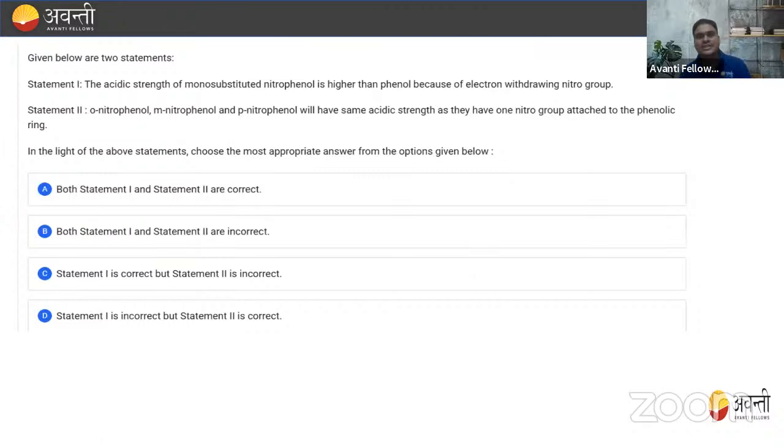Given below are two statements. Statement 1: the acidic strength of monosubstituted nitrophenol is higher than phenol because of the electron withdrawing nitro group. And statement 2: orthonitrophenol, metanitrophenol and paranitrophenol have the same acidic strength as they have one nitro group attached to the phenolic ring. So jaldi batao whether both the statements are true or false. Yeah, I got a couple of answers. किसी ने C बोला है, very good. C. Yes, very good.